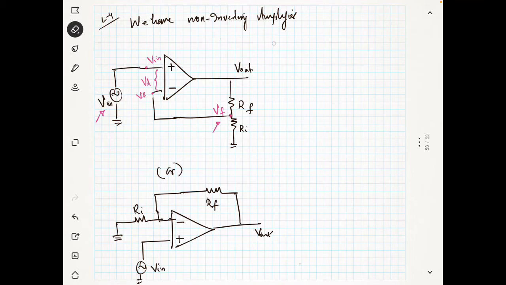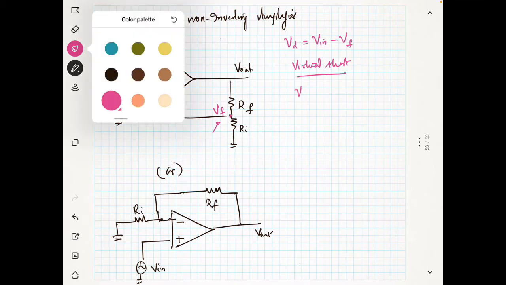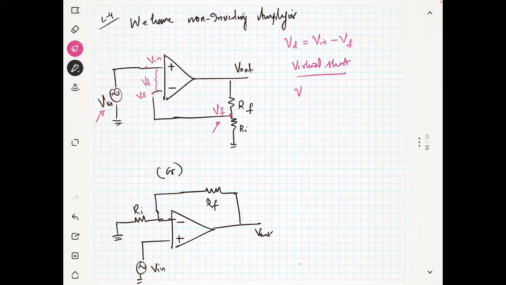Now what is Vd? I told you Vd is equal to V in minus Vf, and because of the virtual short, your Vd is approximately 0. The virtual short is because of the high gain of the op amp. So due to the high gain of the op amp, Vd is approximately equal to 0. That means your V in is approximately equal to Vf. So that is the advantage, and we have seen that.